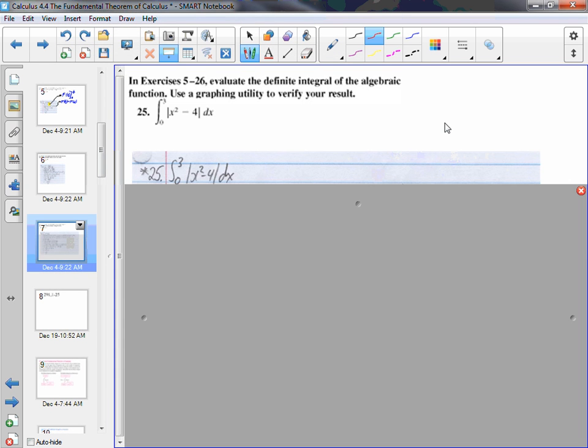Number 25. Now, we're still supposed to evaluate the definite integral. I'm going to cry a lot because I don't have any idea how to find the antiderivative of an absolute value sign. And neither do you. Now, after you cry, and after you've decided to skip it because skipping is going to get you in trouble, you've got to figure out how to do this.